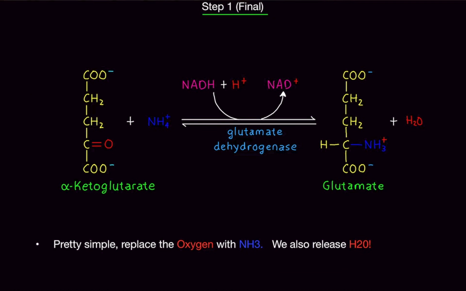We have now just made glutamate. Pretty easy, right? It's pretty straightforward. It's nothing special here. And in return, we're going to make water. This water is what you pee out.